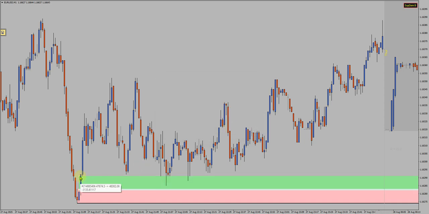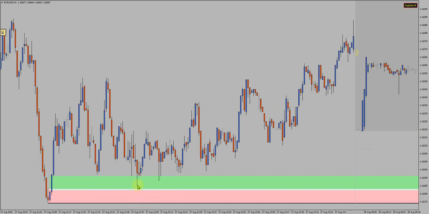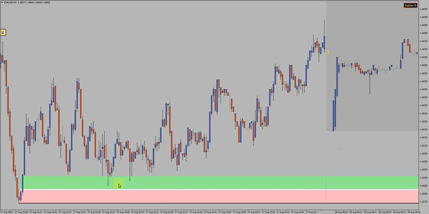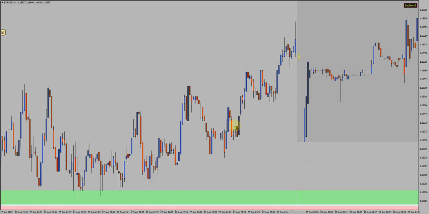All right, so I have an imbalance area and I have a supply area. Okay, so price has already started to mitigate this imbalance here. You can see these spikes dipping into this particular band of liquidity. Okay, but we have not dealt with our demand zone. Okay, but either way, remember we're looking at this for Thursday.